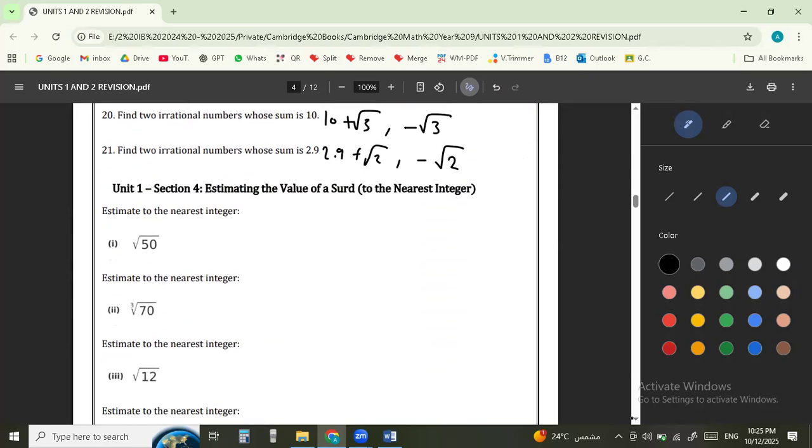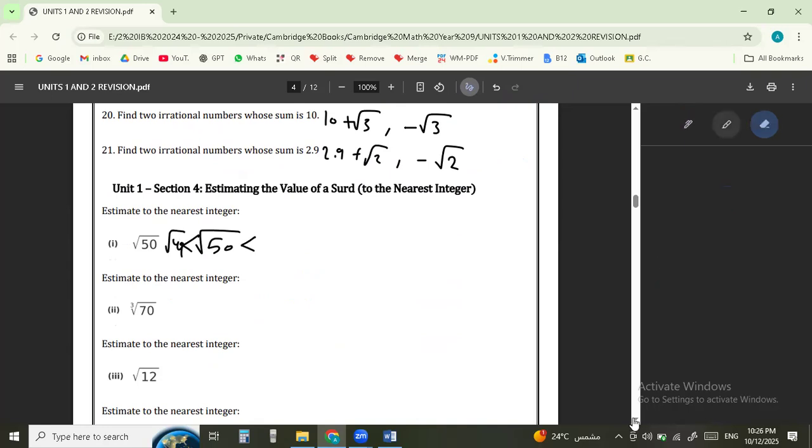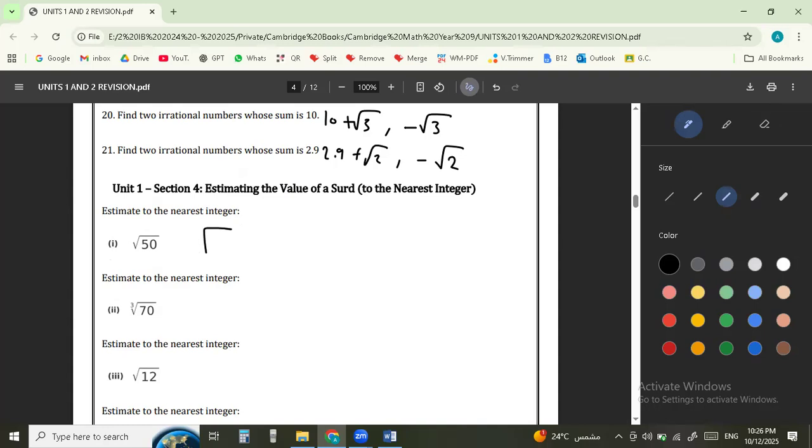Estimate to the nearest integer. Root of 50 is between root of 49 and root of what? Root of 64. Good? But it's closer to root of 49. So to the nearest integer, it is 7. They want an integer. So the answer is 7.